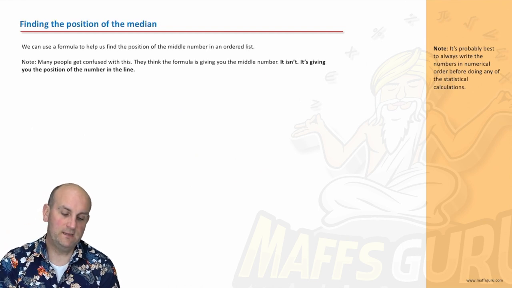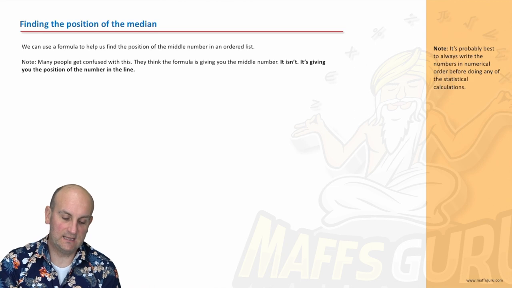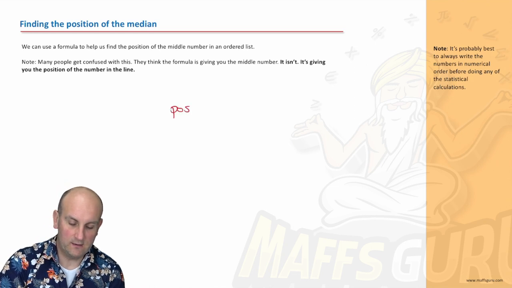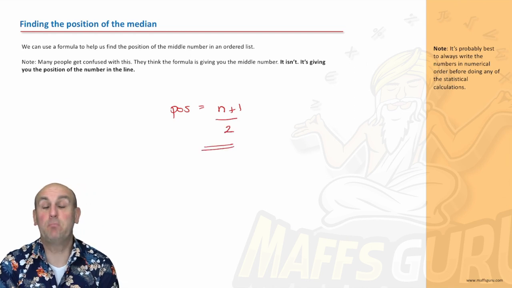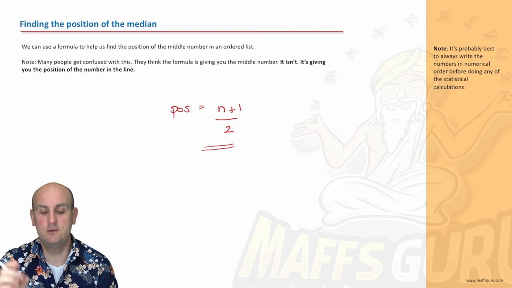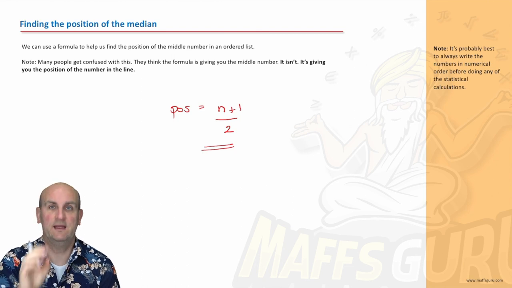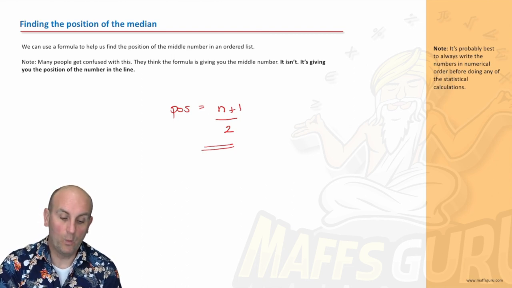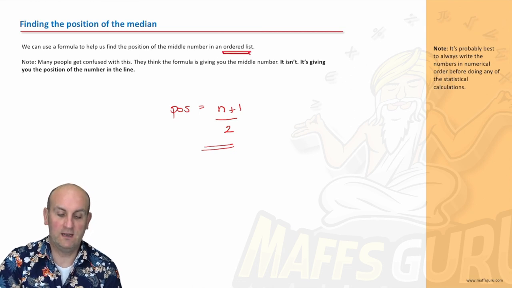Finding the position of the median, believe it or not, I've just actually said that. So the position of the median is given by the number of data items plus 1 divided by 2. And again, please don't get tricked. That is not the value of the median. That's just the position in the line when they're placed in order. And I say here very clearly, ordered list.